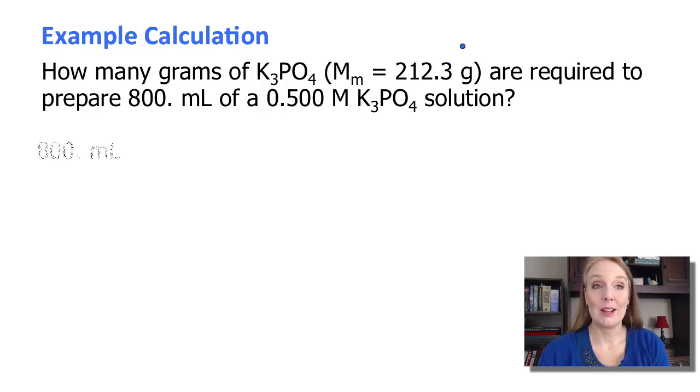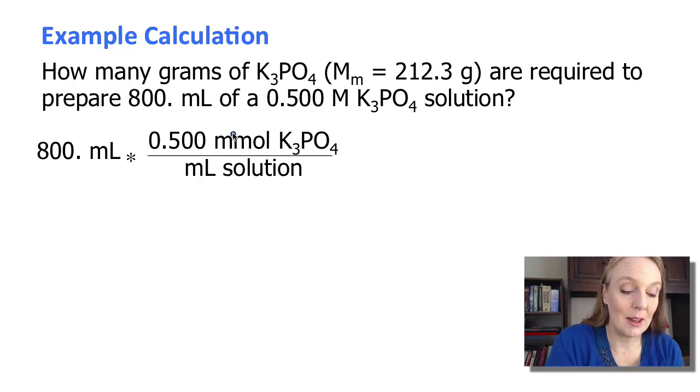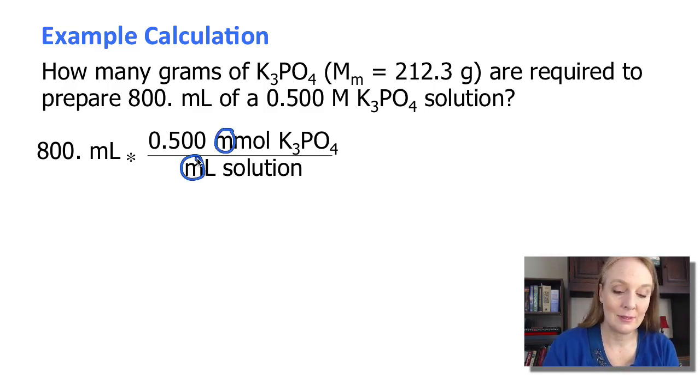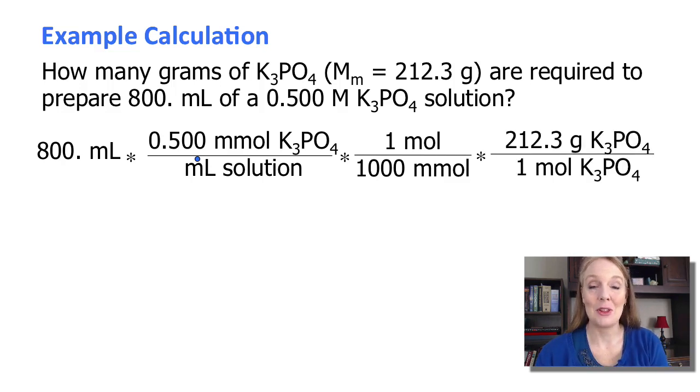Well, we would start with what we're given, which is 800 mL of solution. The next thing we would realize is that we have 0.5 moles per liter, which is the same as 0.5 millimoles per milliliter. We can multiply that times the fact that 1 mole contains 1,000 millimoles, and finally multiply the entire thing by the molar mass of the potassium phosphate, 212.3 grams per mole.